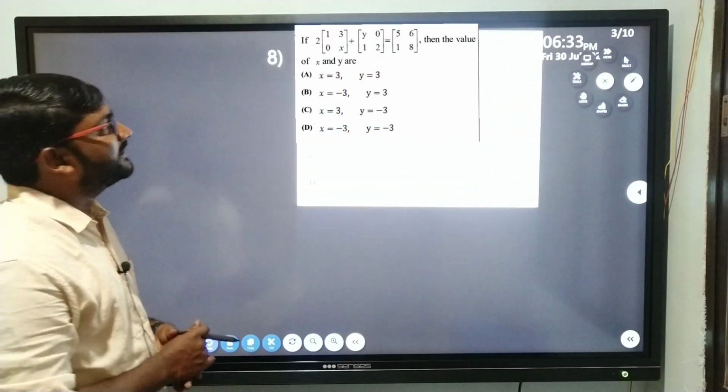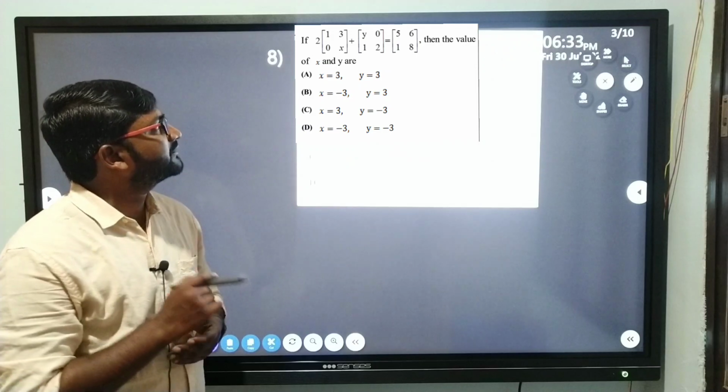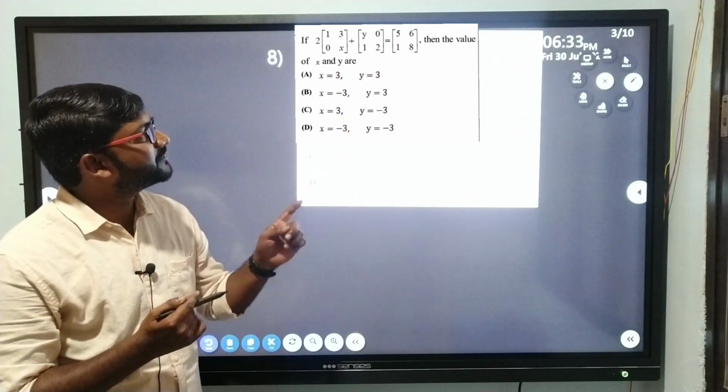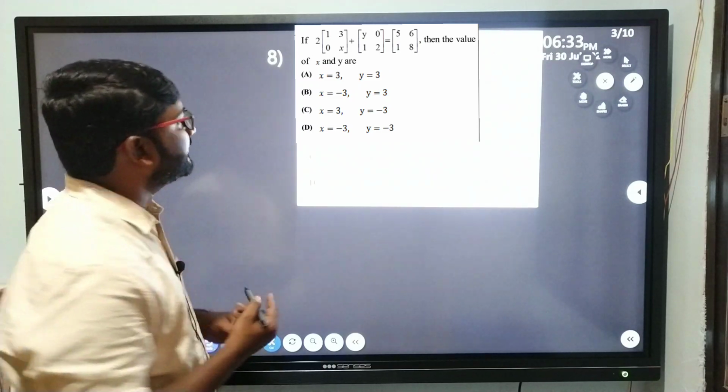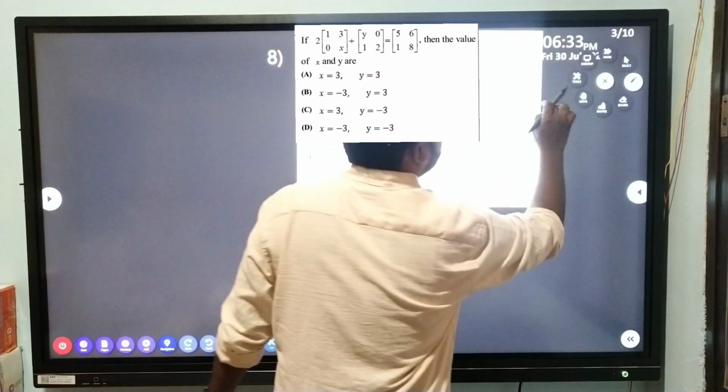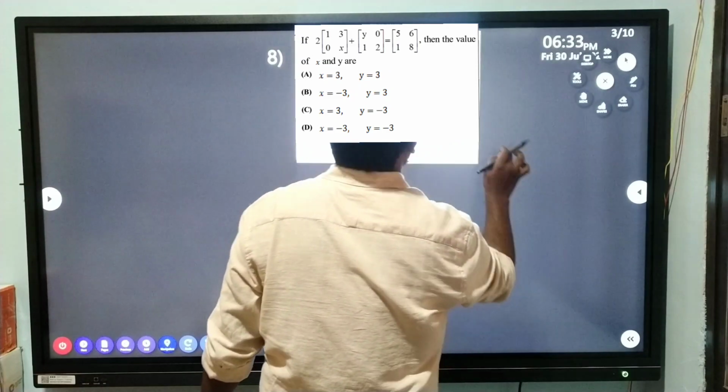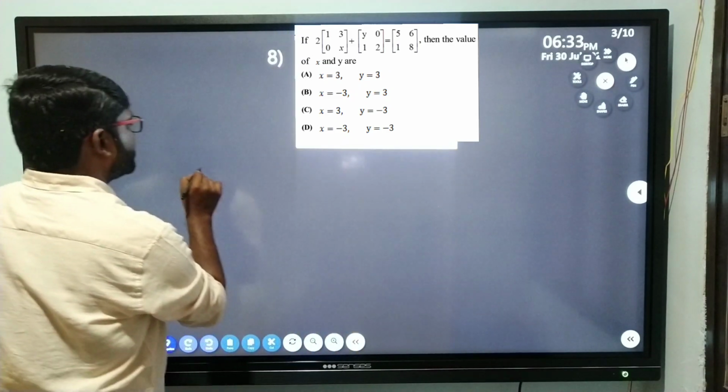Well, question number 8. 2 into the matrix [1, 3; 0, x] plus [y, 0; 1, 2] equals [5, 6; 1, 8]. Then the values of x and y are. So let us get the values of x and y here.